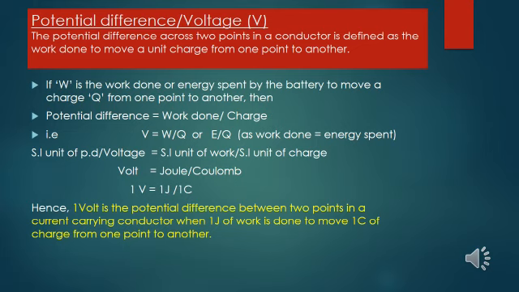If W is the work done or the energy spent by the battery to move a charge Q from one point to another, then potential difference can be calculated using the equation V is equal to W by Q, where W stands for work and Q stands for charge. And the SI unit of potential difference becomes volt. 1 volt is 1 joule per coulomb. Hence, 1 volt is the potential difference between 2 points in a current carrying conductor when 1 joule of work is done to move 1 coulomb of charge from one point to another. Thus, potential difference is the cause and electric current is the effect.